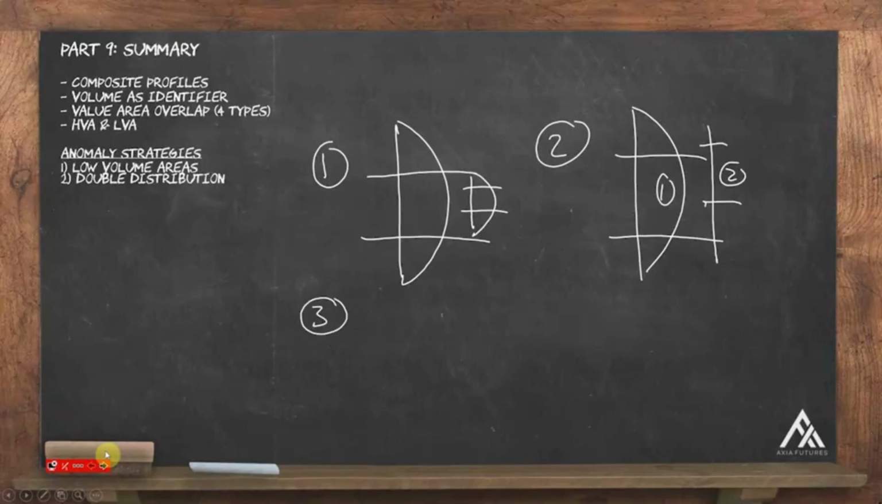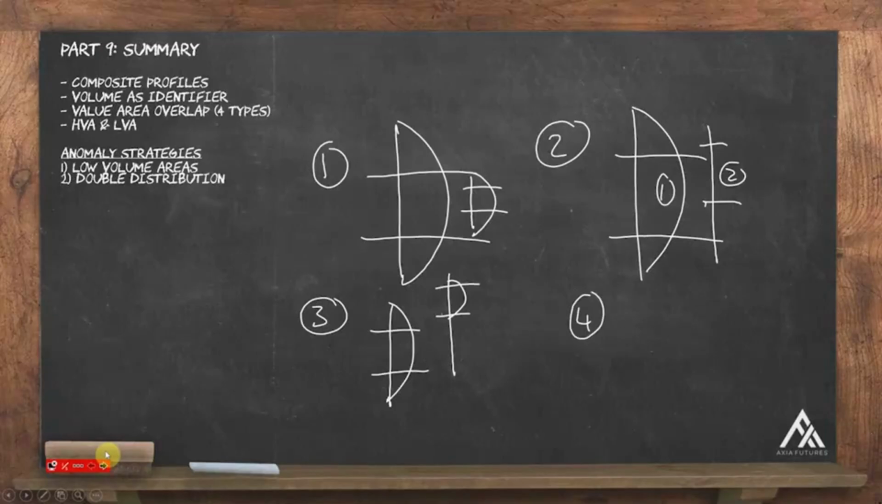We then moved on to play 3, where we said we had no overlap in terms of the value area, and we spoke about how this sort of a play, again, showed us a little bit more directional conviction, as well as a little bit more impetus to move the market one way or the other.